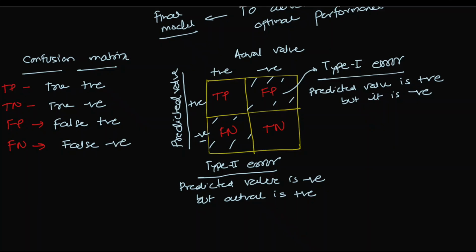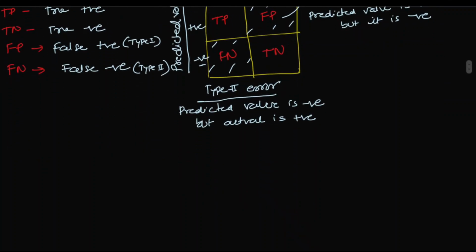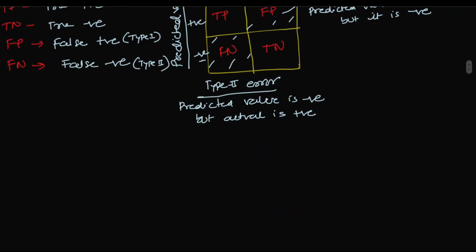And a false positive is also called which type of error? Type 1 error. And a false negative is also called a type 2 error. This way we can do the model evaluation. Based on this there are some metrics. As of now this is the confusion matrix. Now let's build some metrics. The first metric is accuracy. What is the formula of accuracy?